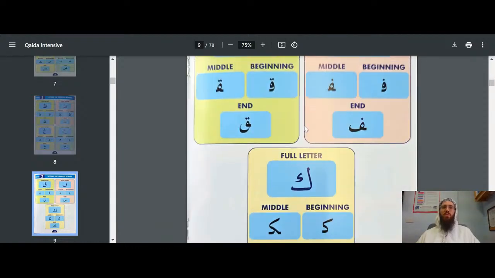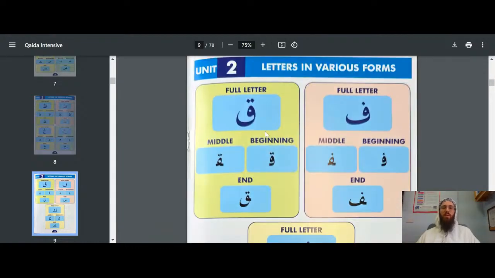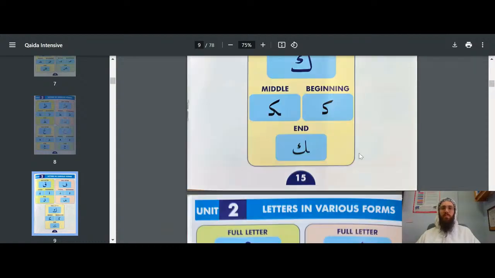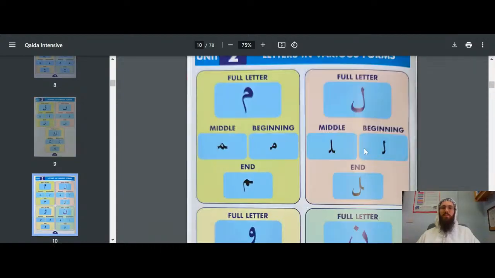Remember, qaf is round, qaf. Kaf is flat, kaf, kaf. Then we have lam, and it connects. The difference between lam and an alif is that the alif is not connecting. The lam will connect. You see that? It has connections on both sides. Then we have meem, and this is how the meem looks at the beginning, middle, and end of a word.